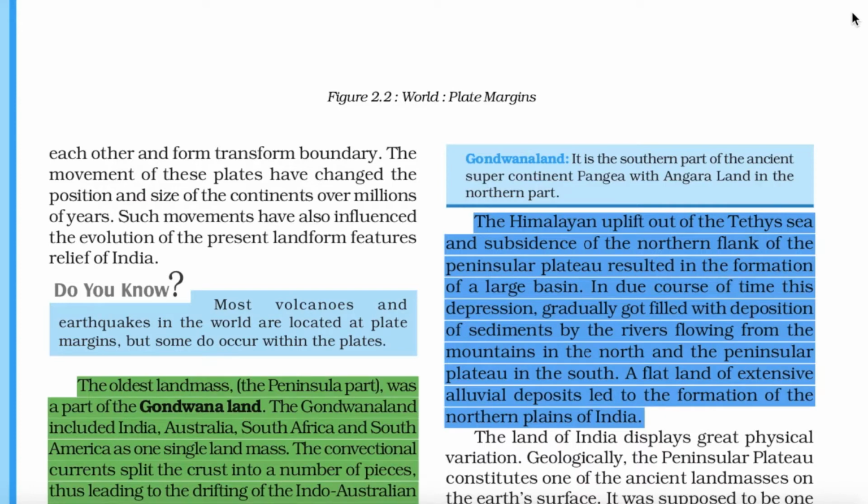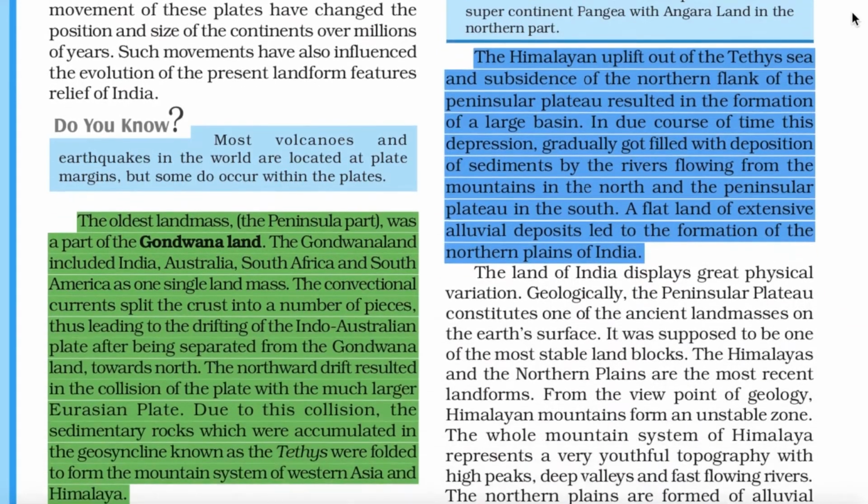The Himalayan uplift out of the Tethys Sea and subsidence of the northern flank of the Peninsular Plateau resulted in the formation of a large basin. In due course of time, this depression gradually got filled with the deposition of sediments by the rivers flowing from the mountains in the north and the Peninsular Plateau in the south. A flat land of extensive alluvial deposits led to the formation of the northern plains of India.